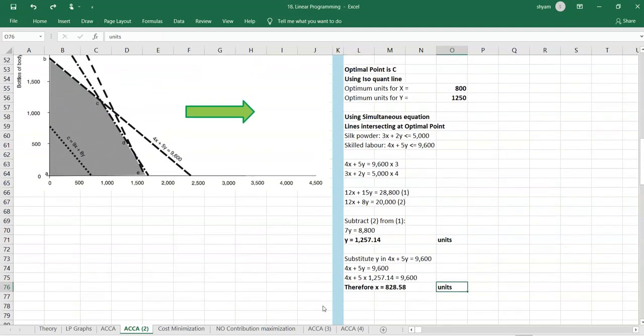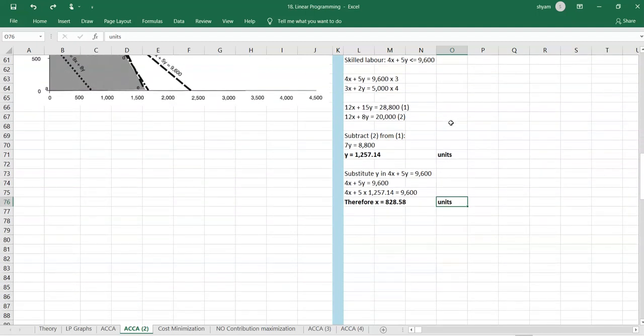Now look at here. You now got an exact unit. Approximately we found through our graph was 800 units for x, but it is exactly 828. And approximately we found it is going to be 1,250, but exactly it is 1,257 units. So if you want to find the exact answer, simultaneous equations are required. For an approximate answer, just with the chart you can easily find it out. Either way you got the units. Going forward we'll use these two units.